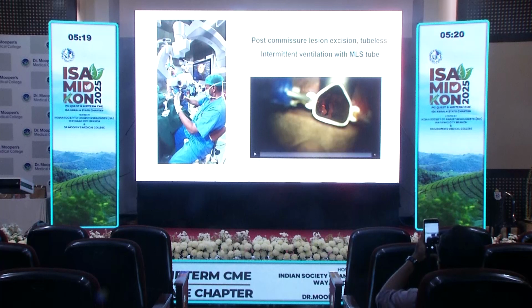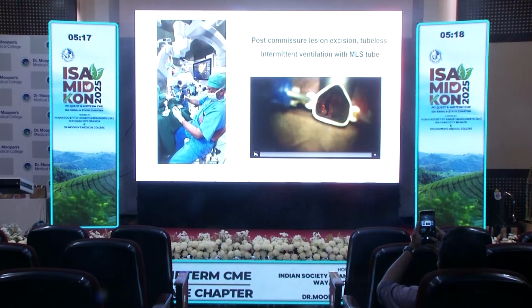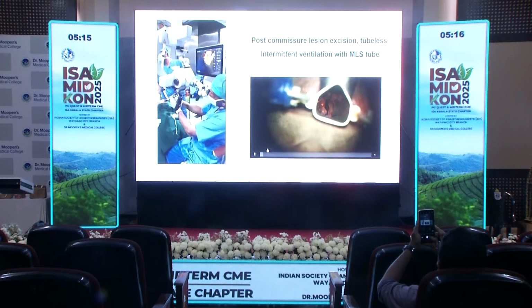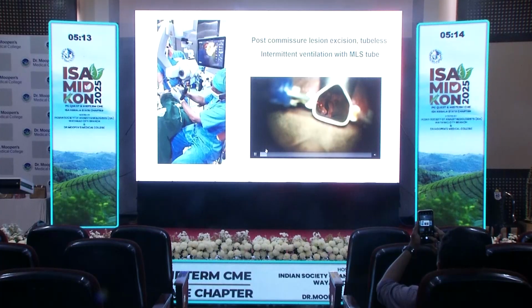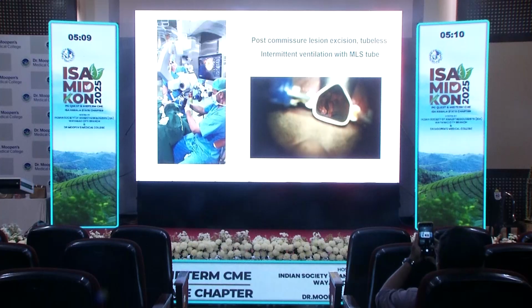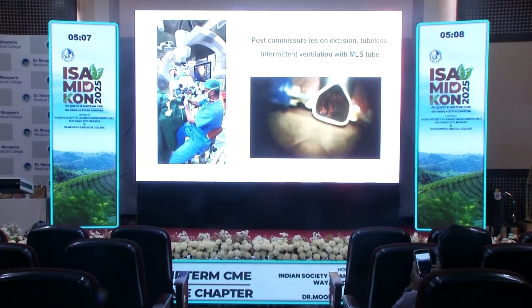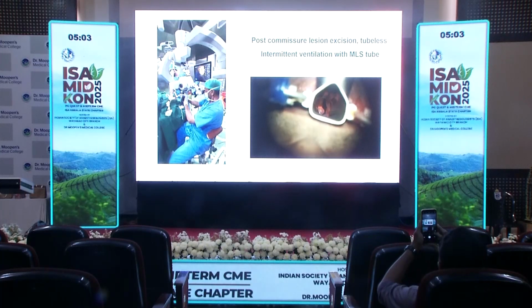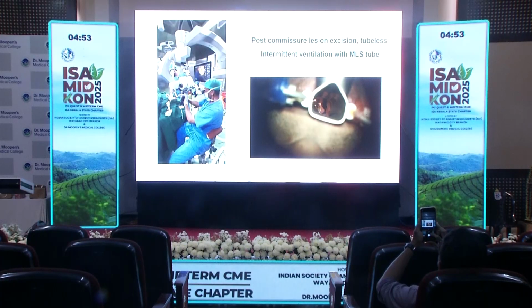This is the glottic view. You can see the lesion near the posterior commissure, and you can see the glottic opening, and there is no tube there. So here what we do is we just wait till the saturation drops below 95. Actually, we usually wait till the saturation drops below 90. Then an endotracheal tube is passed through the glottic opening.